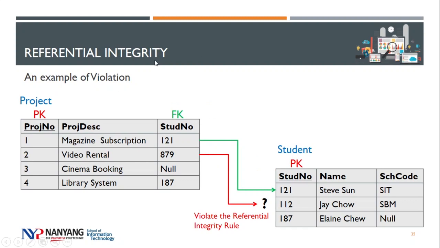This is an example of a violation. In this example, student number is a foreign key in the project relation. According to the referential integrity rule, all values in the student number must exist in student number in the student relation, or it has to be null. However, in this case, the value student number 879 is not found in the student relation. It violates the referential integrity rule, and the update or insert operation of this tuple will fail.